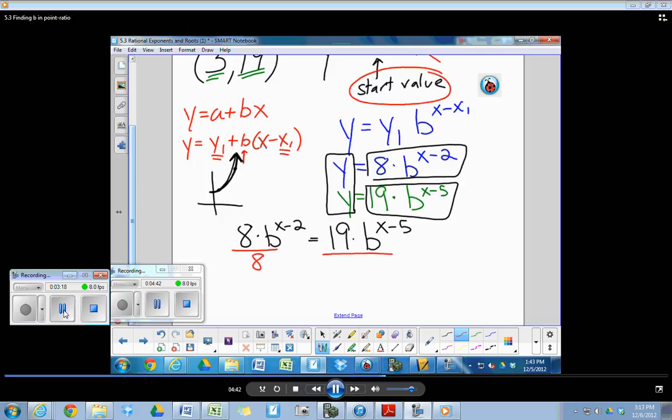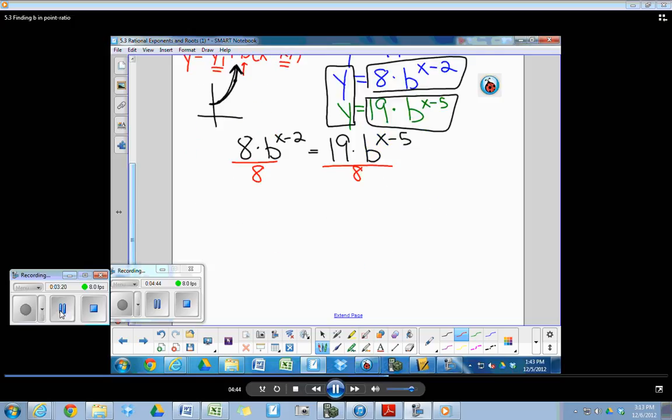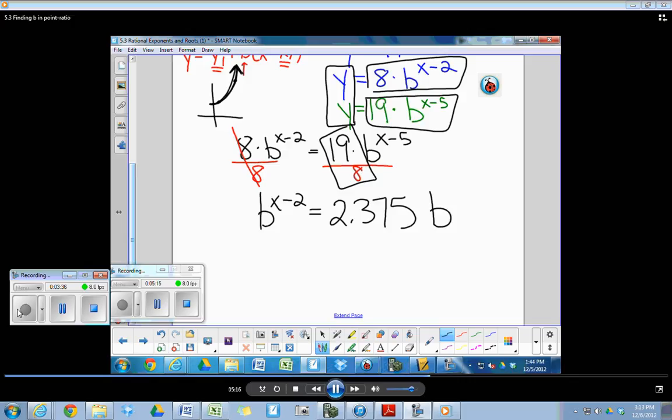When you divide both sides by 8, you get b to the x minus 2, because the 8's cancel out, equals 2.375 times b to the x minus 5. The 2.375 comes from 19 divided by 8.